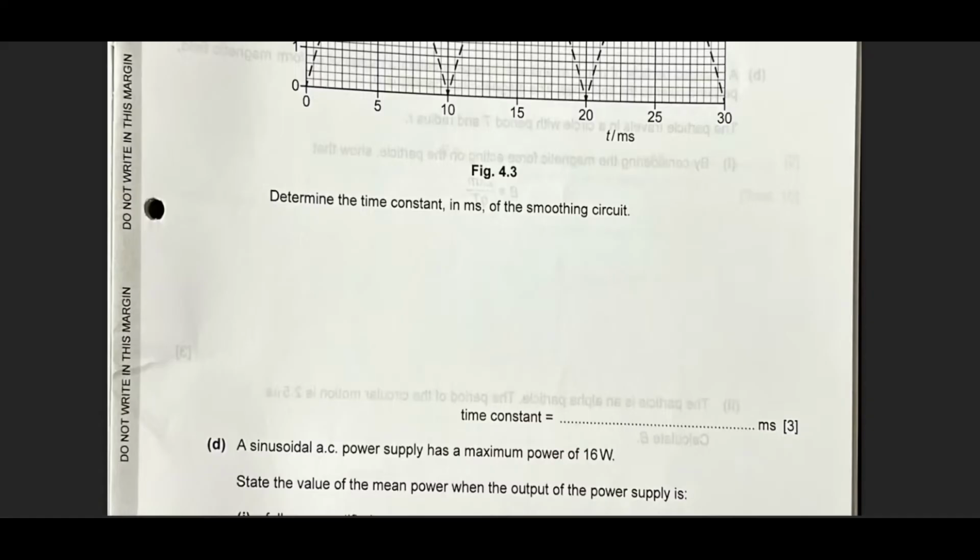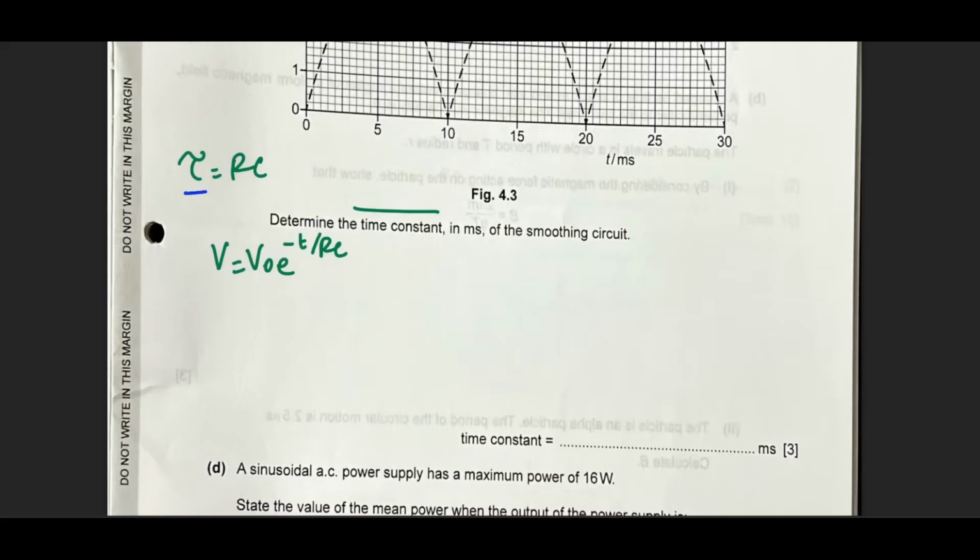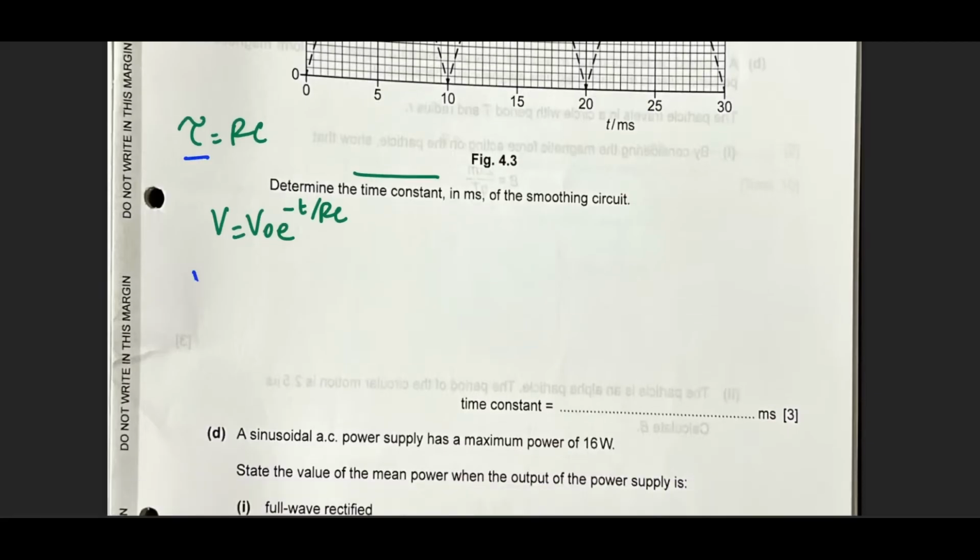He says determine the time constant of the smoothing circuit. No problem. So for the capacitor, we have an equation in the syllabus that is V equals to V naught e raised to power minus t divided by RC. Now RC is my time constant. Okay, now since time constant is required, I will be taking tau instead of RC. So this equation turns to V equals to V naught e raised to power minus t divided by tau.